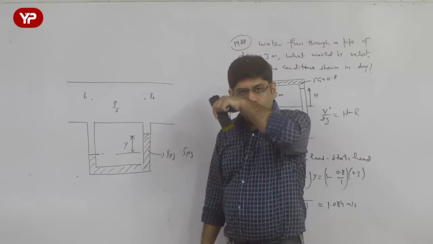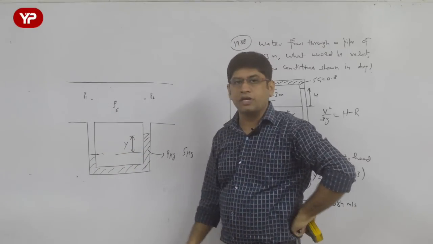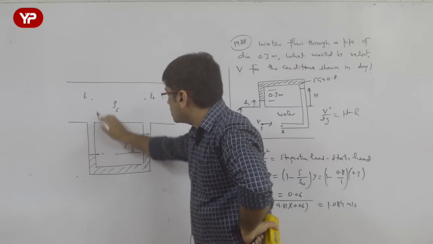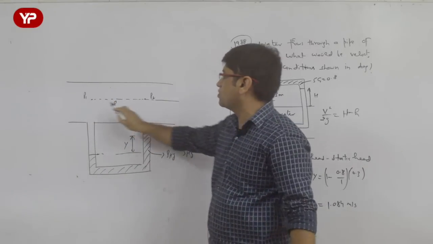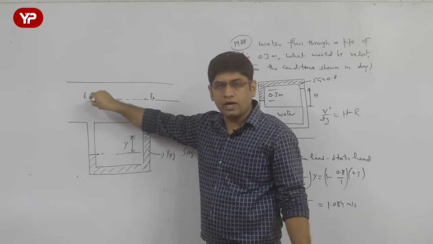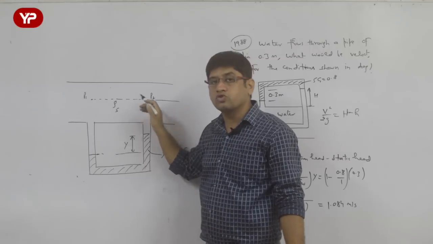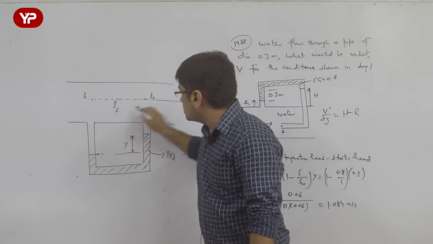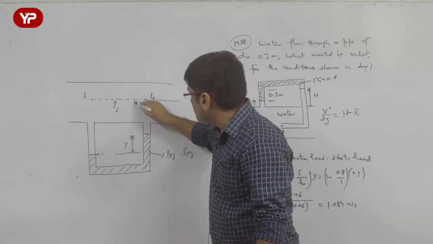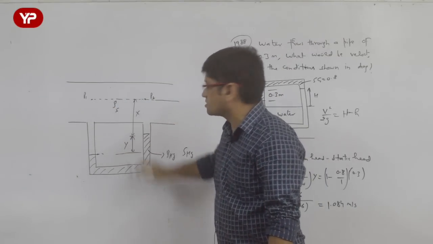Now let us see how to find out the pressure P1 minus P2. What we do is we take the pressure at the same streamline. Remember that if you are taking pressure P1 at this point, you take pressure at section 2 also on the same streamline. That is also you have to do. And now let us say this particular height is X.